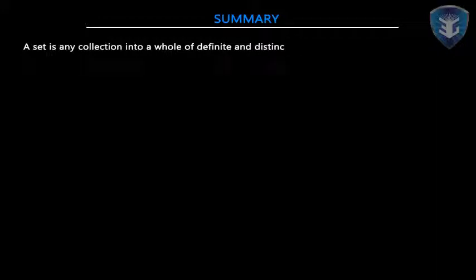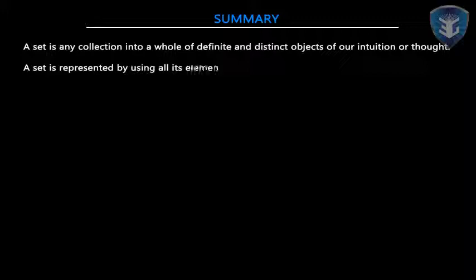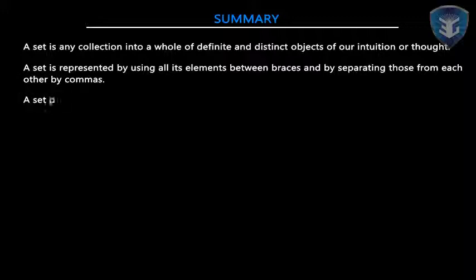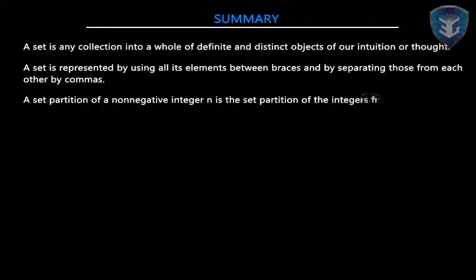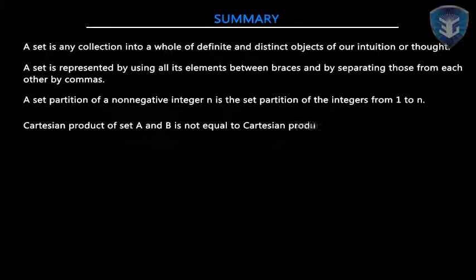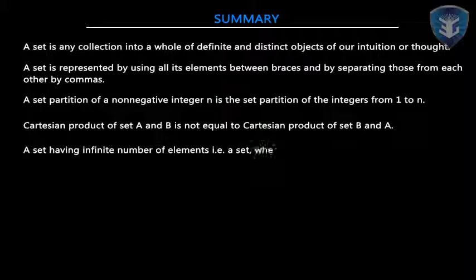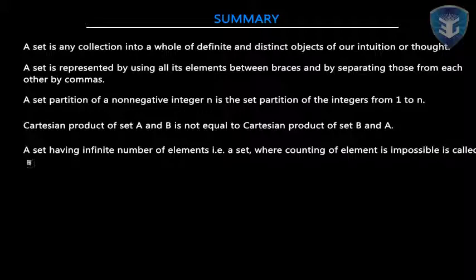Now in the end, let us summarize what we have learned in this lecture. A set is any collection into a whole of definite and distinct objects of our intuition or thought. A set is represented by using all its elements between braces and by separating those from each other by commas. A set partition of a non-negative integer n is a set partition of the integers from 1 to n. Cartesian product of set A and B is not equal to Cartesian product of set B and A. A set having infinite number of elements, that is a set where counting of elements is impossible, is called an infinite set.